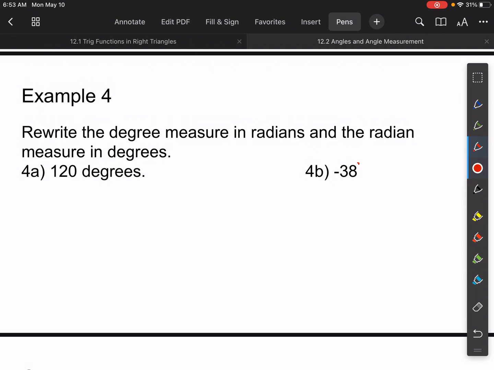So for 120 degrees, to write that into radians, you're simply going to take that 120, and you can put it over 1 if you want, and you're going to multiply. You want the degrees to cancel, right? So we want the pi on the top and the 180 on the bottom so that the degrees cancel out. The zeros cancel there. We have 12 over 18, which is the same thing as 2/3. So we could rewrite this as 2 pi over 3.